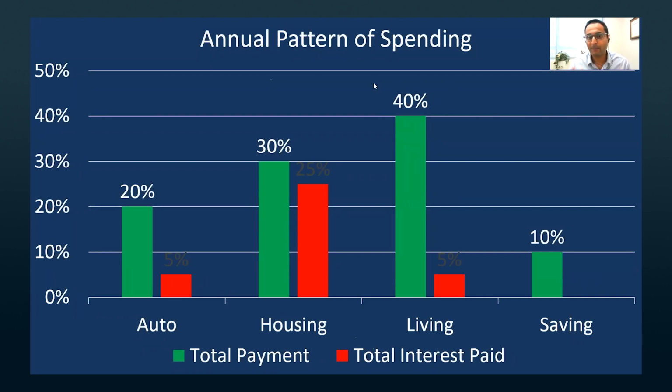So out of the total mortgage payment they're making in the first 5 years, 25% of that total mortgage payment is interest. Now they have living expenses: food, clothes, groceries to buy, and they may have some credit card debt, lines of credit debt, some boat payments. So the 5% just above the living expense bar represents the interest paid on the living expenses.